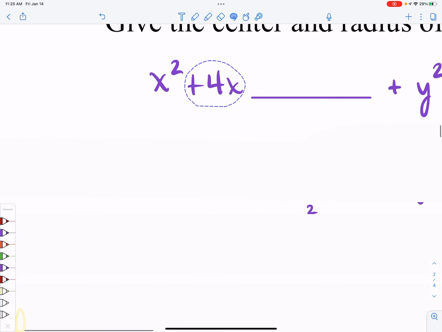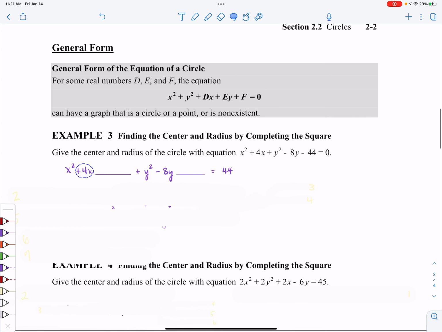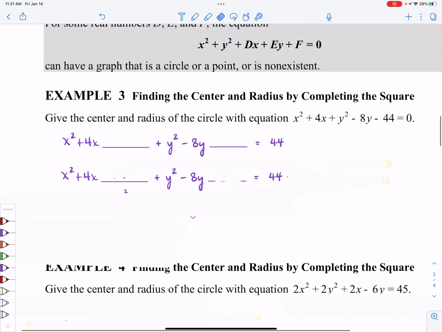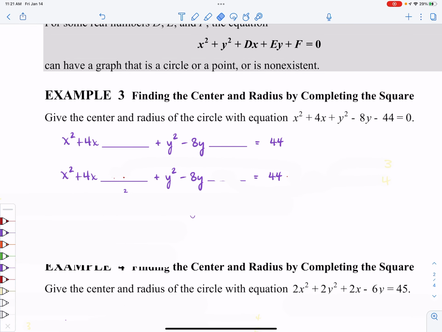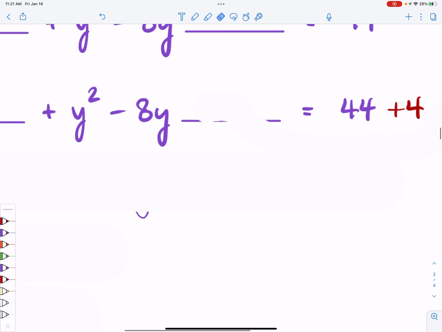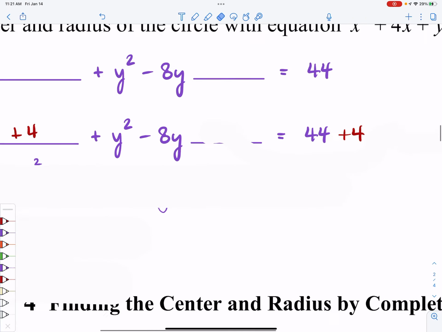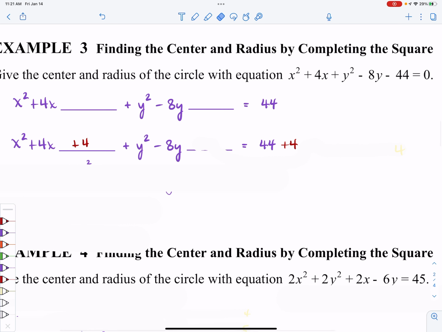Okay, so let me repeat that, and I'm going to basically have the exact same thing copied down. For the x's, take half of the b, which is 2, square it, which is 4, and add it to both sides. And then let's do the exact same thing with the y's. You're going to take half of the b value, which is a negative 4. You're going to square that number, which is going to give you 16. And then you're going to add that to both sides.